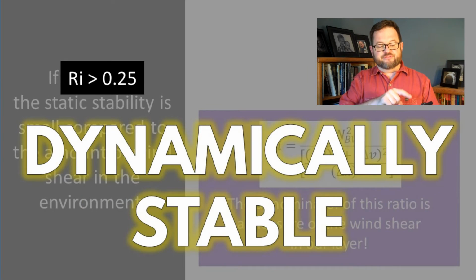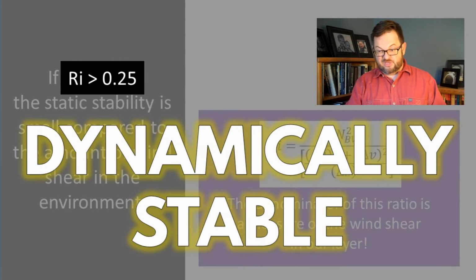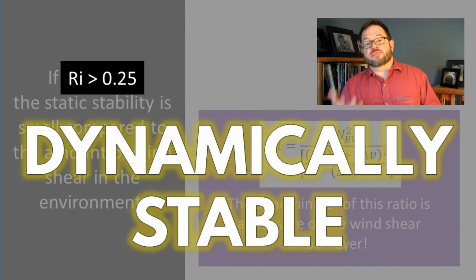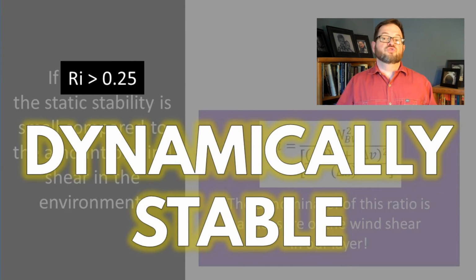That's in contrast to if the Richardson number is greater than 0.25, in which case we would say that the flow is dynamically stable. There is either so much static stability that we can't really produce the turbulence because we can't get the rising and sinking motions on those eddies, or there is not enough wind shear in the numerator of the fraction to produce the turbulence in the first place. We have another use of the word stability here.